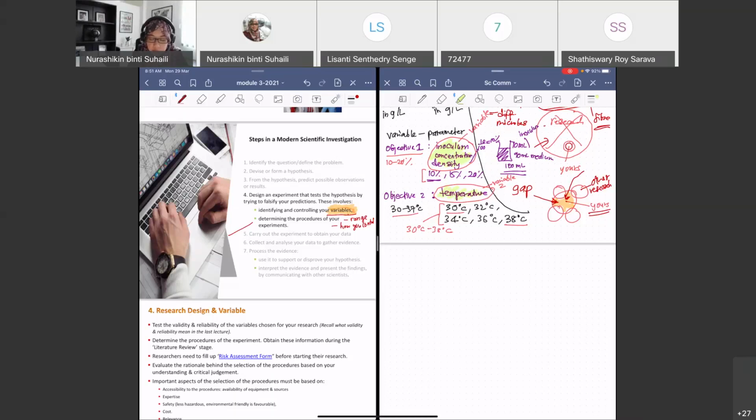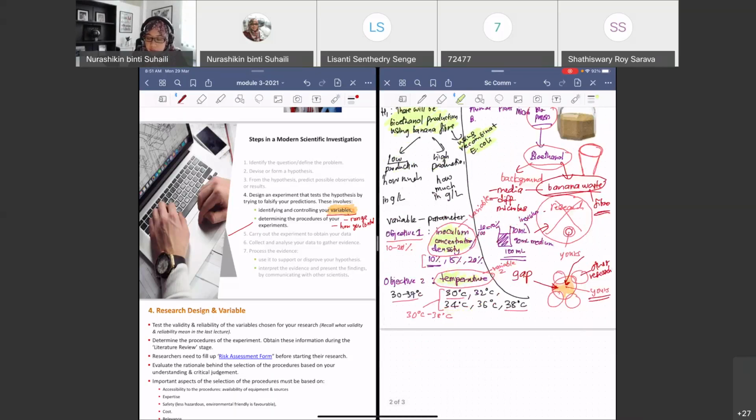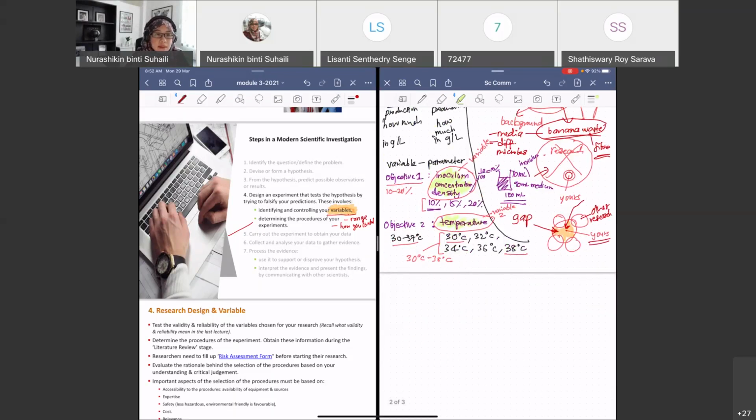Procedure. What is meant by procedure of your experiment? Let's say in this case, you know that you want to study bioethanol production using banana fiber, and the microbes that you're going to use is a recombinant E. coli. Recombinant, I hope you know, is genetically modified. So microorganisms are divided into wild type and recombinant. You should know about this. This is the basic thing about microbes, genetically modified and wild type.